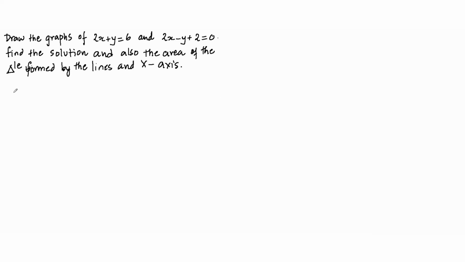So now let's take these two equations and let's plot our graphs. I'm going to plot the graphs of both the equations. They will be straight lines. I'm going to find the point of intersection and then I'm going to find the area formed by the lines and the x-axis. So let me go ahead and plot my coordinates.